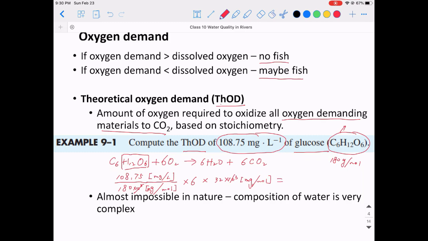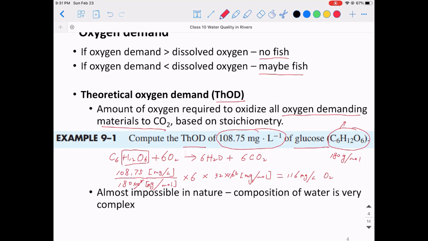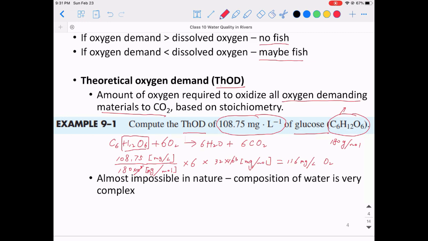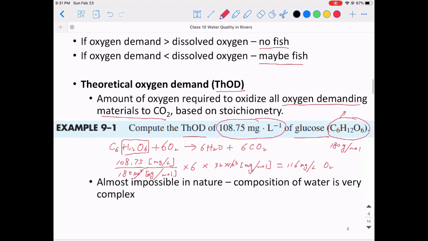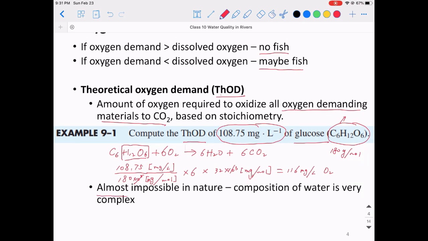Okay, so these 10 to the third can get cancelled out, and you can find out that the solution for this equation is 116 milligram per liter of oxygen. Okay, so based on the stoichiometry of the reaction, and also the concentration of these oxygen-demanding materials, we can directly calculate the theoretical oxygen demand.